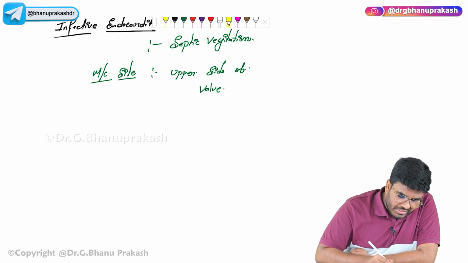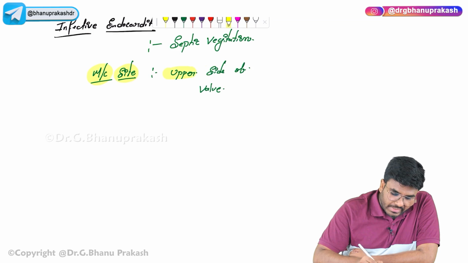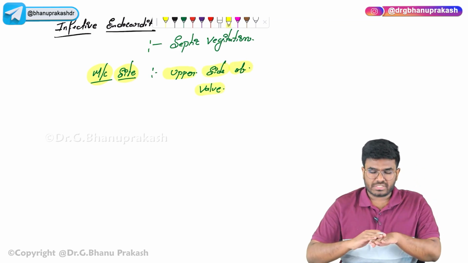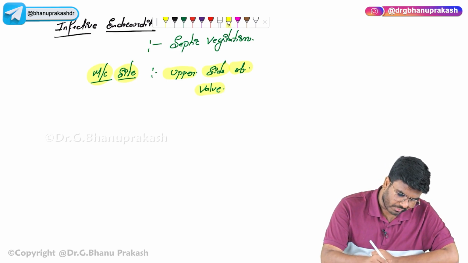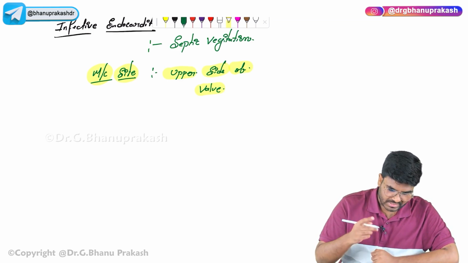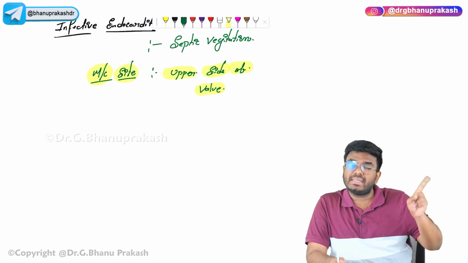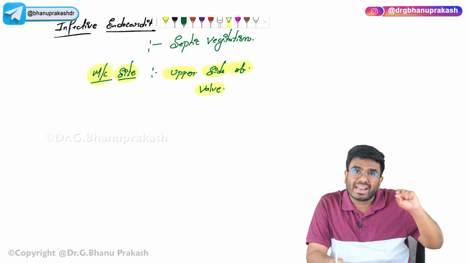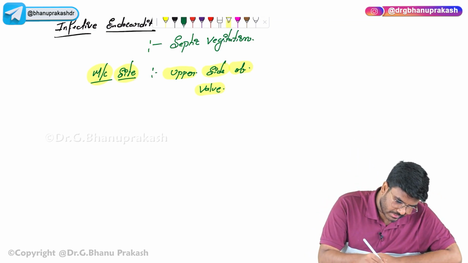Remember, the vegetations are going to be present both above as well as below, but the most common site is the upper side of the wall. The vegetations are seen on the upper surface of the walls. That is one point I want you to know. These septic vegetations are present on the upper surface of the wall, but in rheumatic disease, the vegetations are present along the line of closure.